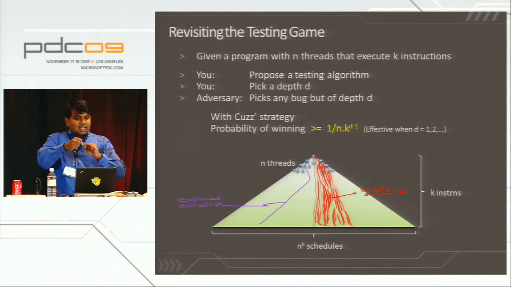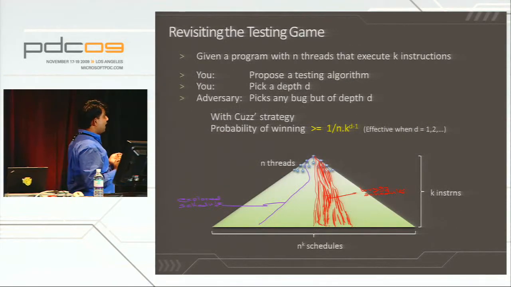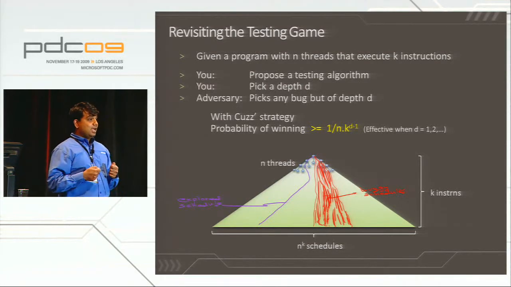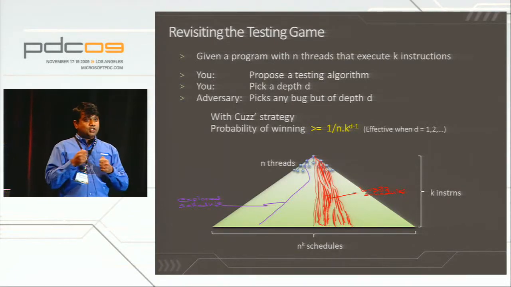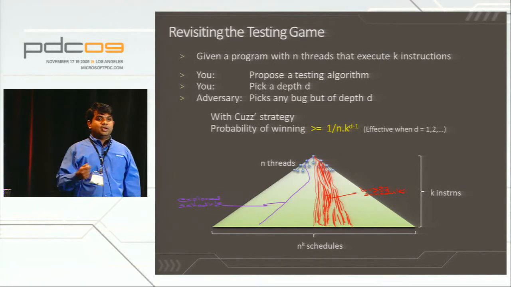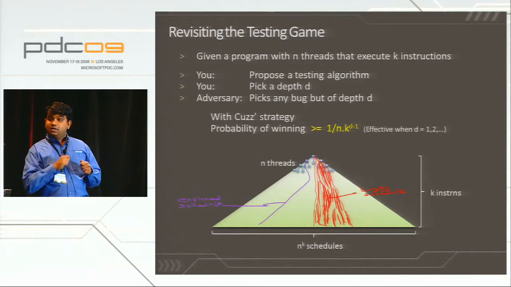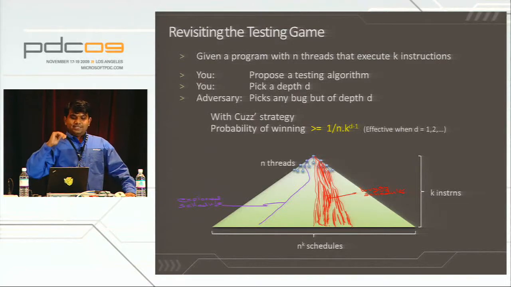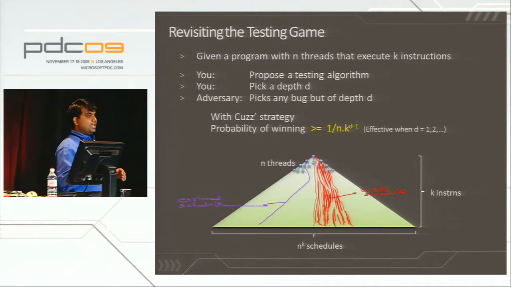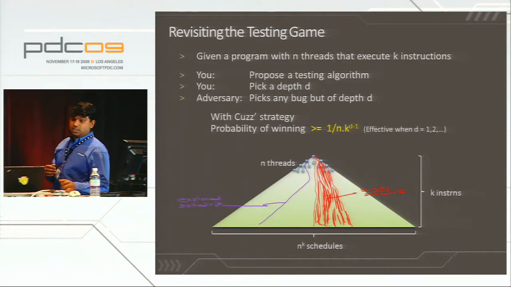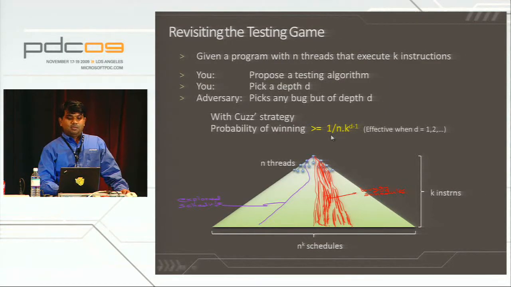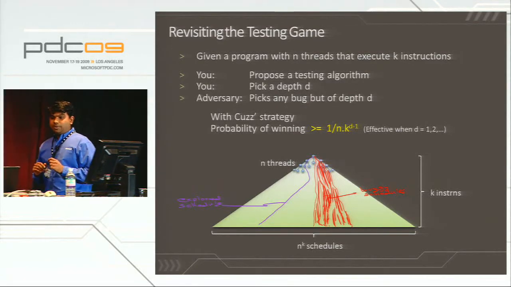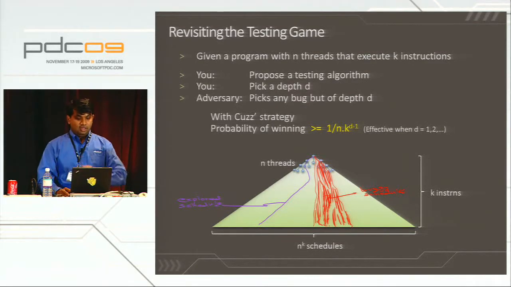And now the game is slightly modified. So now what happens is that you have an algorithm, and then you also pick a depth D. So the adversary cannot pick any arbitrary bug. He can pick any bug of a particular depth. And this is actually very crucial. So once you fix this depth, then it turns out that you can come up with a strategy, which is what Cuz does, to find the bug with this probability of 1 over n k to the d minus 1. It looks like a very complicated formula, but I'll explain with examples.